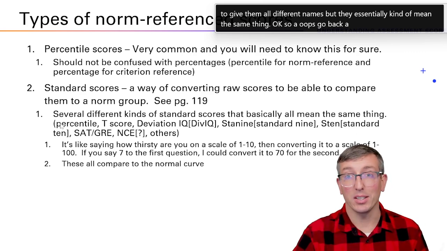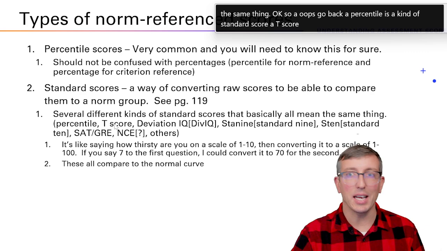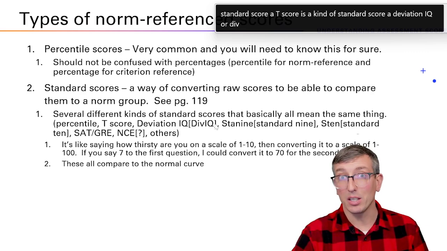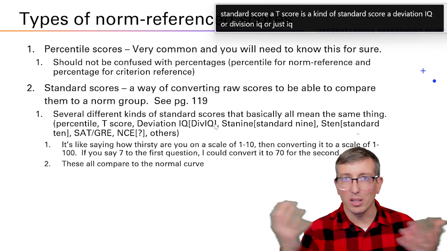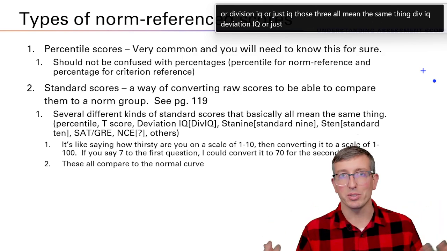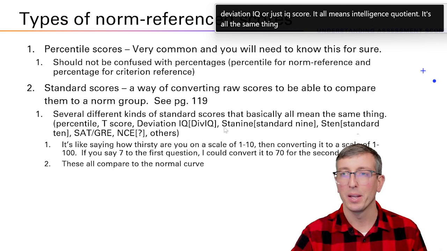A percentile is a kind of standard score. A t-score is a kind of standard score. A deviation IQ, or div IQ, or just IQ. Those three all mean the same thing: div IQ, deviation IQ, or just IQ score. It all means intelligence quotient. It's all the same thing.